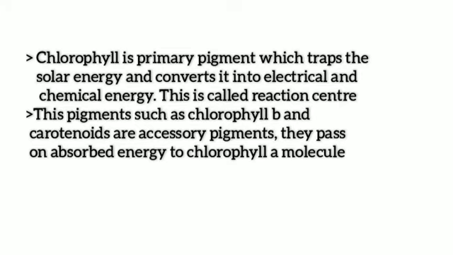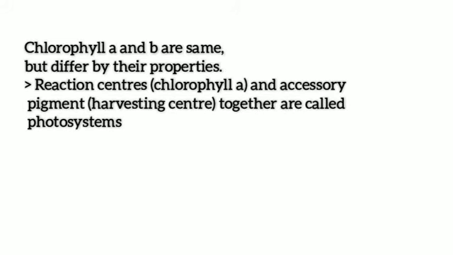Chlorophyll A is the primary pigment which traps solar energy and converts it into electrical and chemical energy. This is called the reaction center. The other pigments such as chlorophyll B and carotenoids are accessory pigments. They pass on absorbed energy to the chlorophyll A molecule. Chlorophyll A and B are both chlorophylls, but they differ in their properties. So the reaction center, that is chlorophyll A, and the accessory pigments, which is called the harvesting center, together are called photosystems.